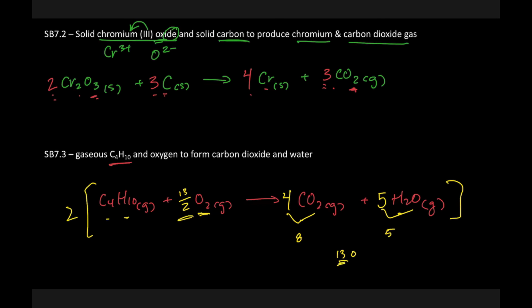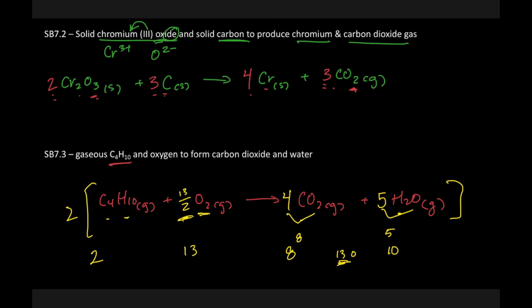But 13 over 2 is what's going to give you the right number of oxygens, 13, because this is O2, okay? And then we would multiply that 2 through, and we would get a 2 here, a 13 here, 8 here, and 10 here for coefficients.